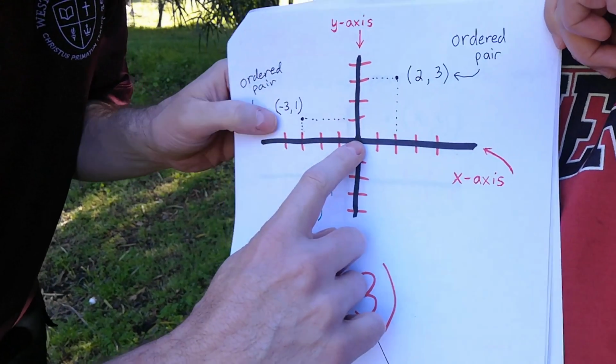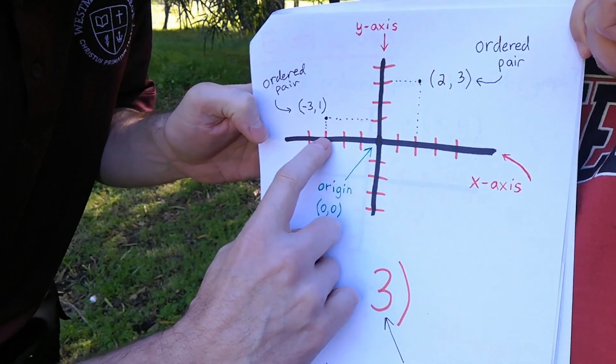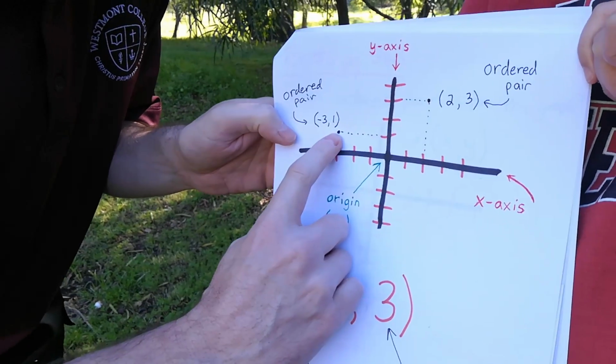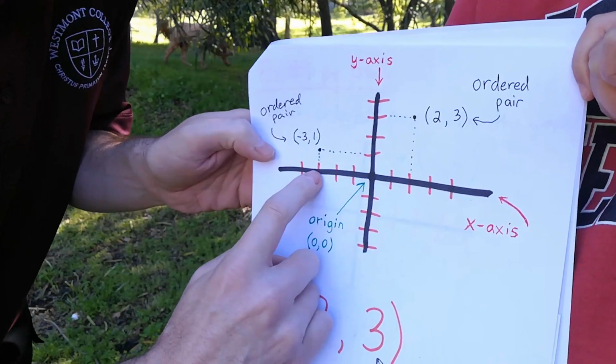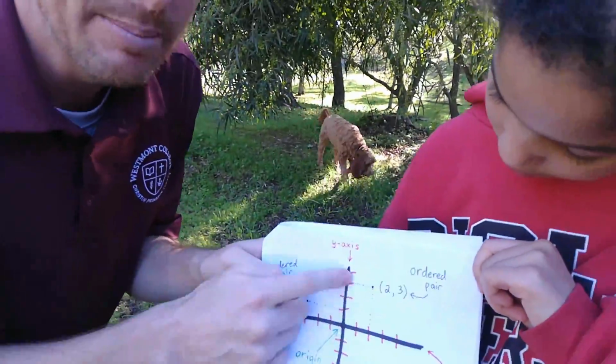This says negative 3, 1. Watch. Start at the origin. Go to X first. Go 1, 2, 3. It's to the negative 3. And you go up 1. It's negative 3, 1. Negative 3, up 1. You have to do the X, the left and right, first. And then you do up and down next.